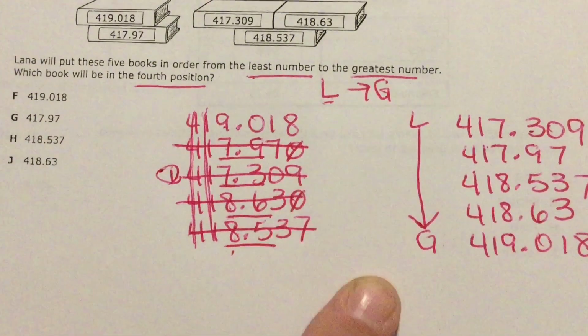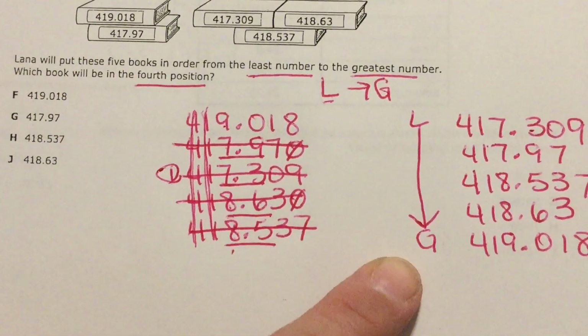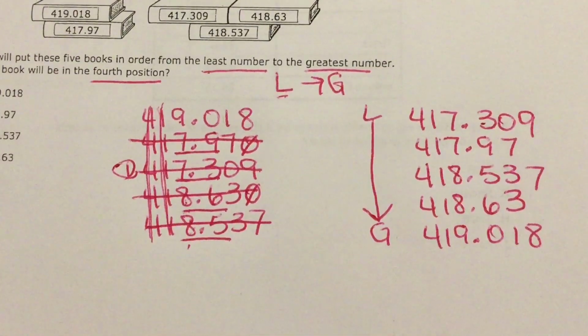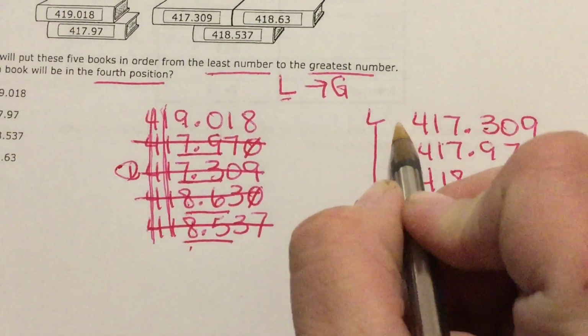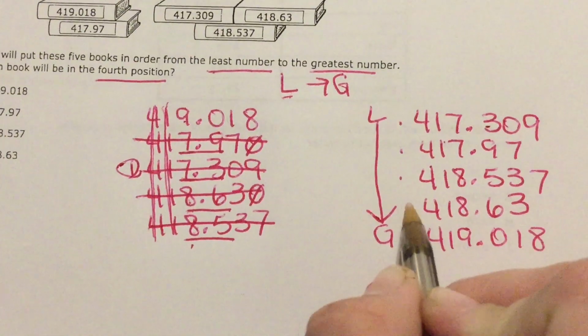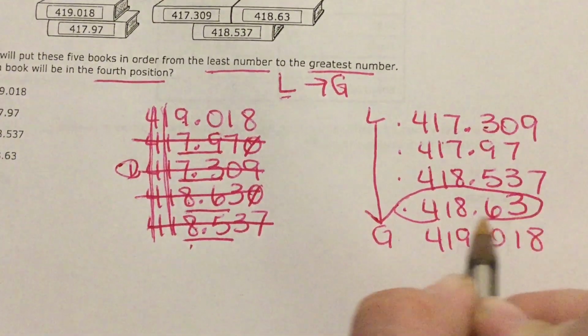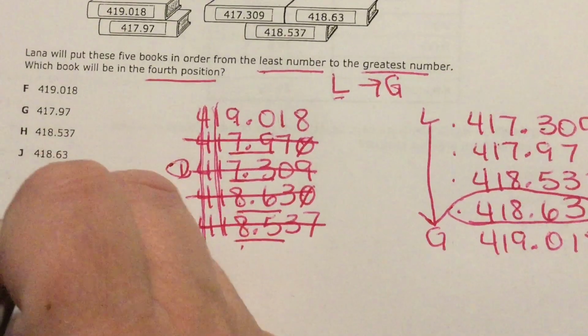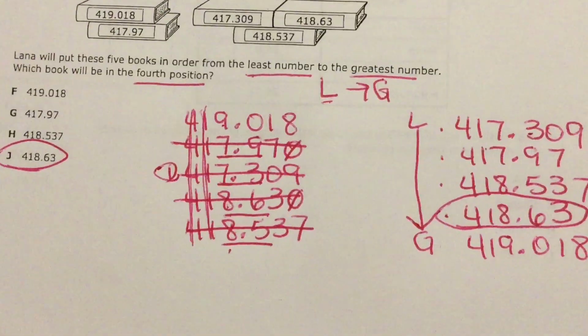So once you've put them in the order that they asked for, least to greatest, the fourth position is going to be the fourth number down. So this is 1, 2, 3, 4. So this was our answer. 418 and 63/100. Which should have been J.